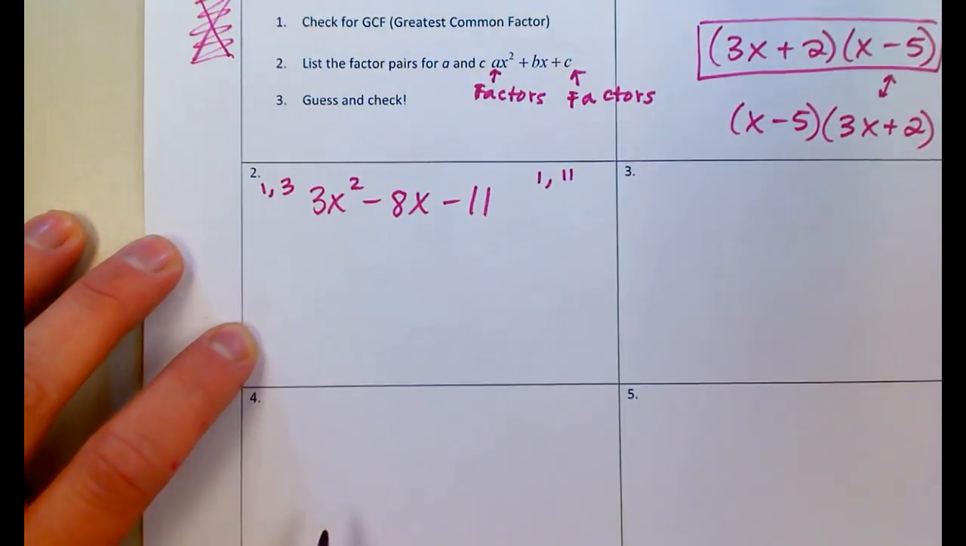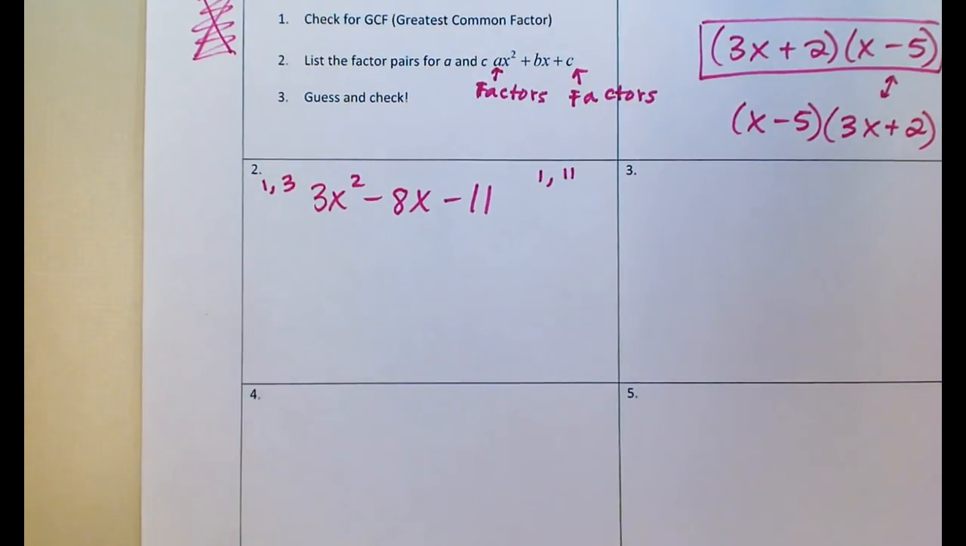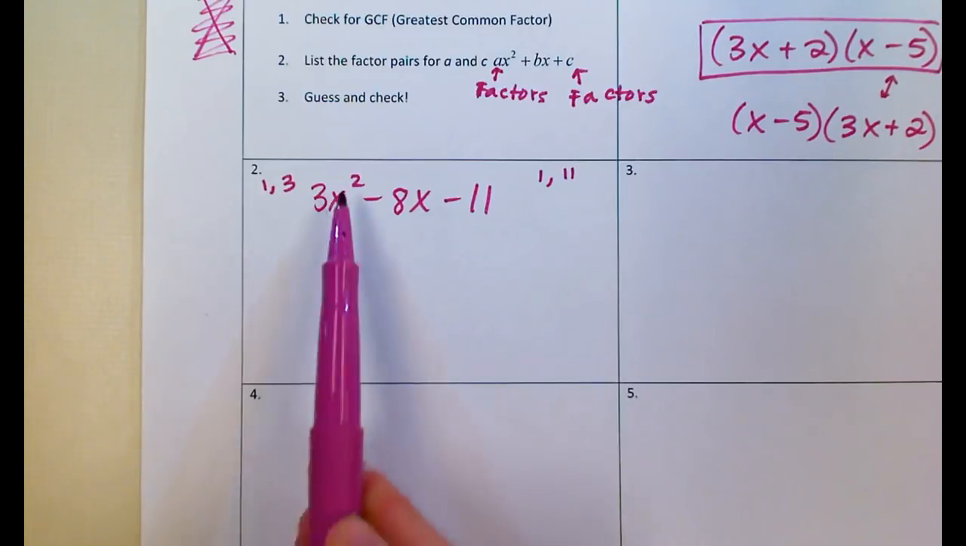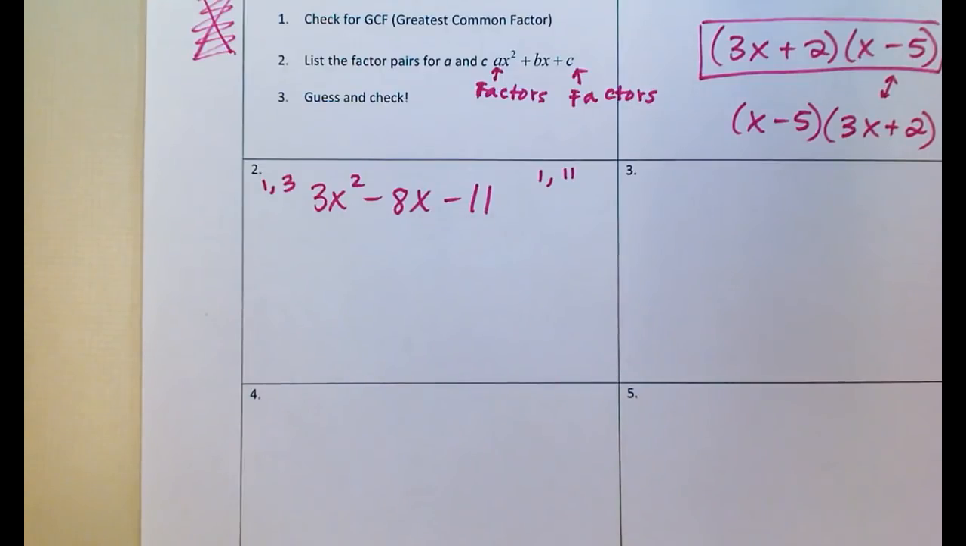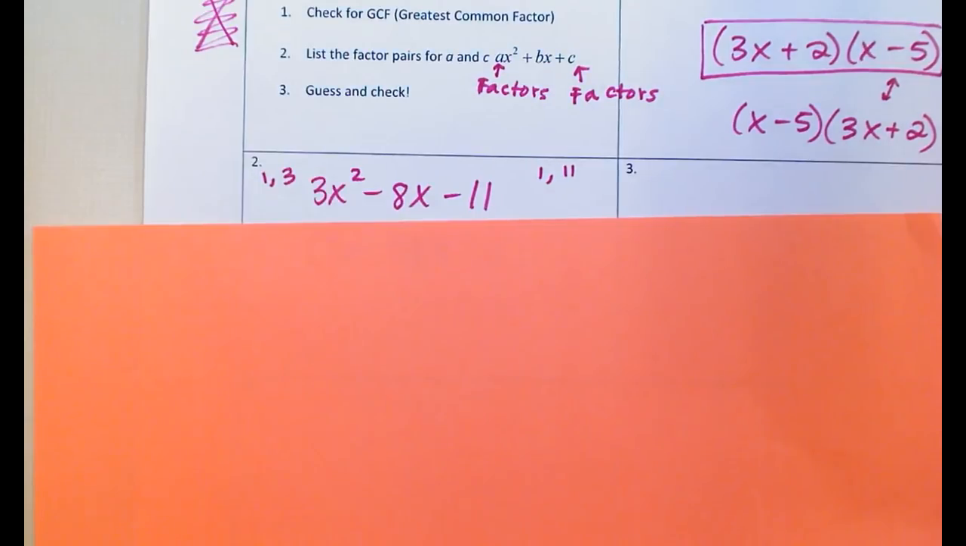Guessing and checking your two factors. So I want you to pause the video and try finding what two factors multiply back to 3x squared minus 8x minus 11. Okay, hopefully you've had a chance to find your factors.